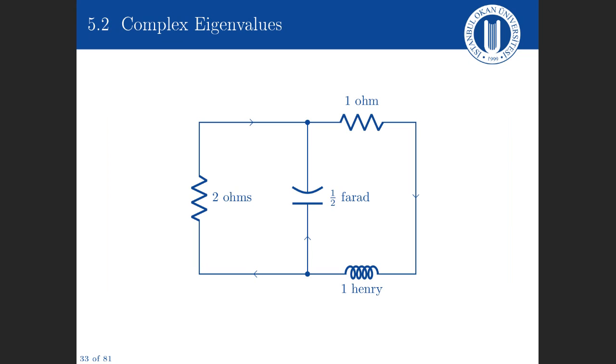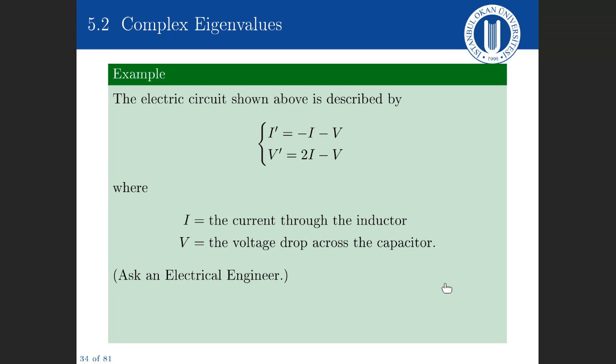The next example is about this electrical circuit. We have two resistors, one inductor and one capacitor. And the voltage and current in this electrical circuit is described by I prime is equal to minus I minus V. V prime is equal to 2I minus V, where I is the current through the inductor and V is the voltage drop across the capacitor.